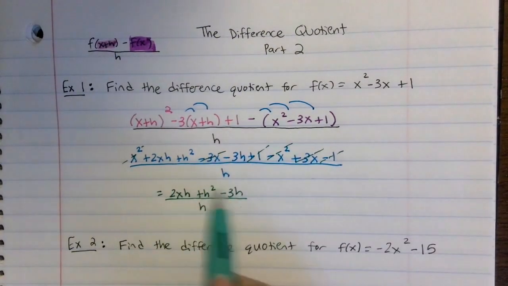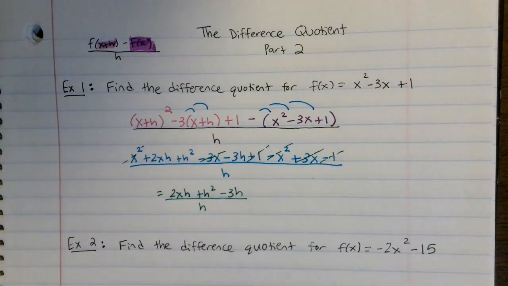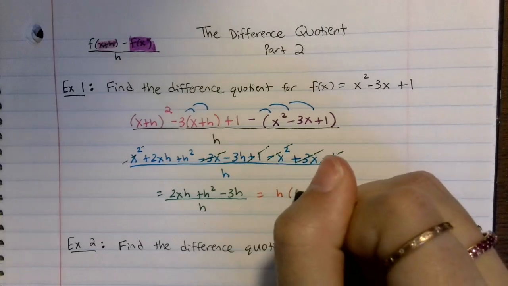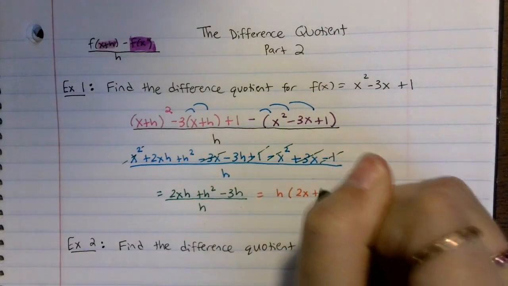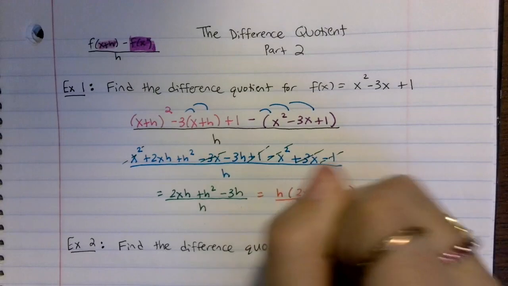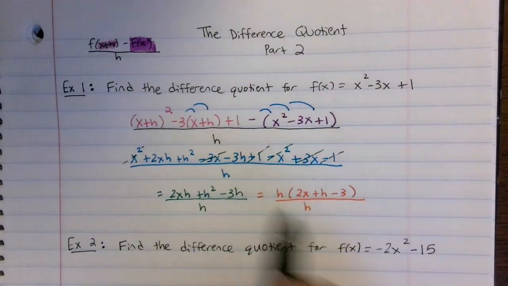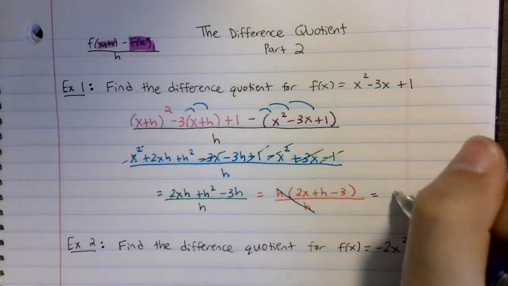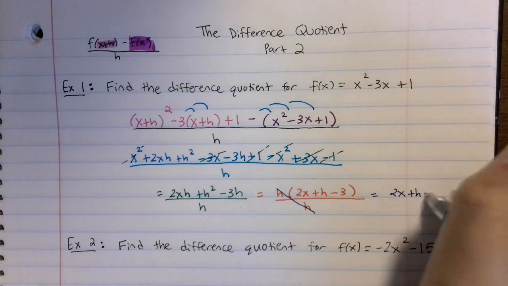I noticed that all of these terms have an h in them, so if it's helpful to you, you can factor out an h if that makes it easier to see how to handle this. This would be 2x plus h minus 3 over h, and that h over h is just 1, so we can just go ahead and cross that out. And so our final answer is 2x plus h minus 3.